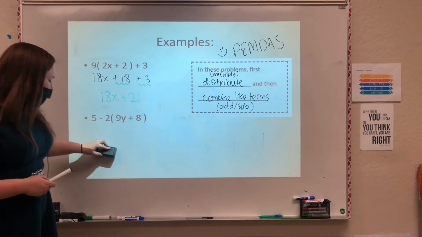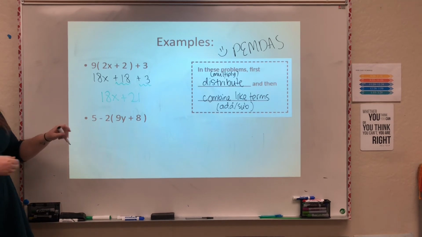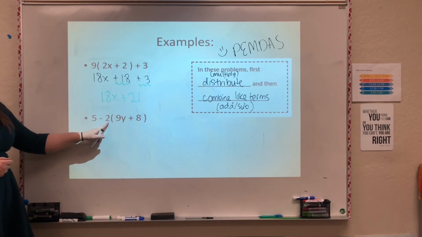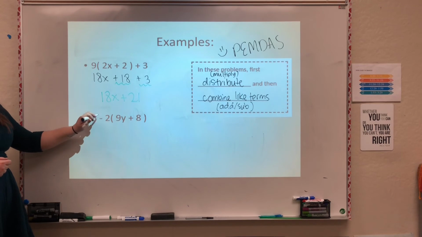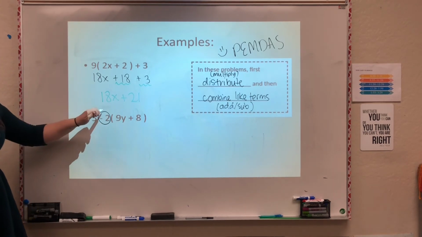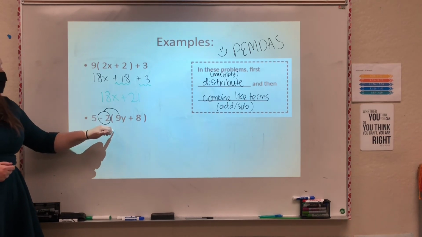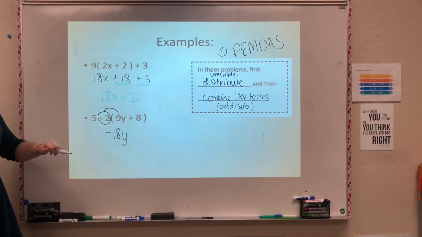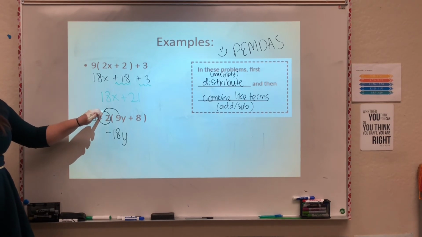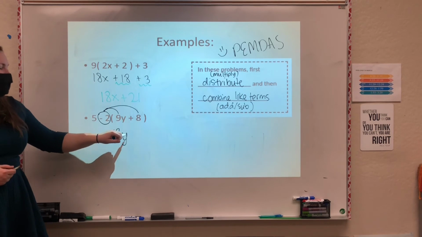Now, you said we want to multiply the 2. Look very closely. What is that number in front of the parentheses? Not just 2. Negative 2. Yeah. So we want to distribute that negative 2. You said negative 2 times 9y is negative 18y. Yep. And negative 2 times 8 is negative 16.